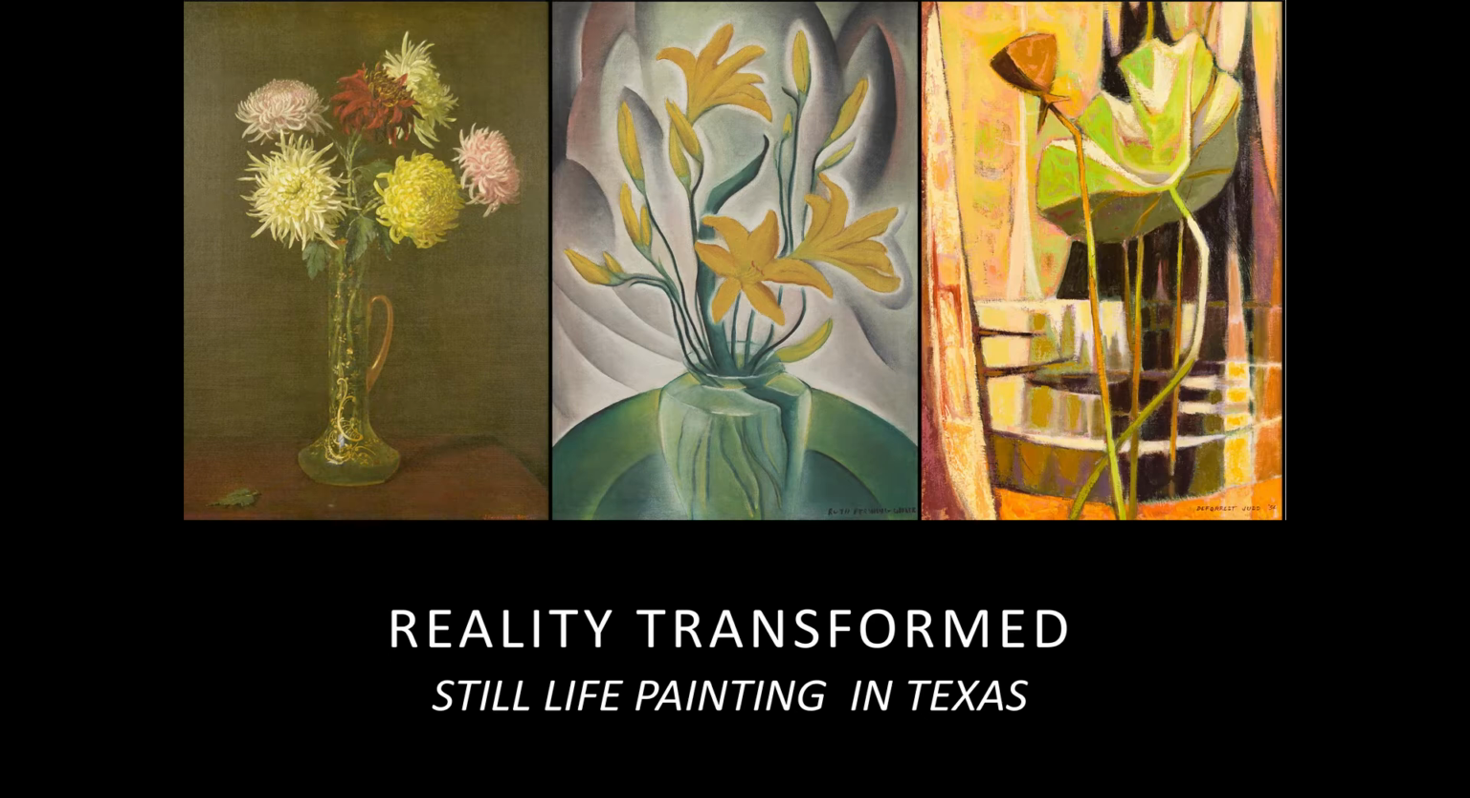The title of this talk is Reality Transformed, Still Life Painting in Texas. If the definition of a still life is a creative composition featuring recognizable inanimate objects selected, arranged, and realistically rendered, then why and how does transformation play a role in still life painting? Why aren't the paintings in this exhibition more alike within the general classifications of florals, game, tabletop arrangements of mundane objects, etc.?